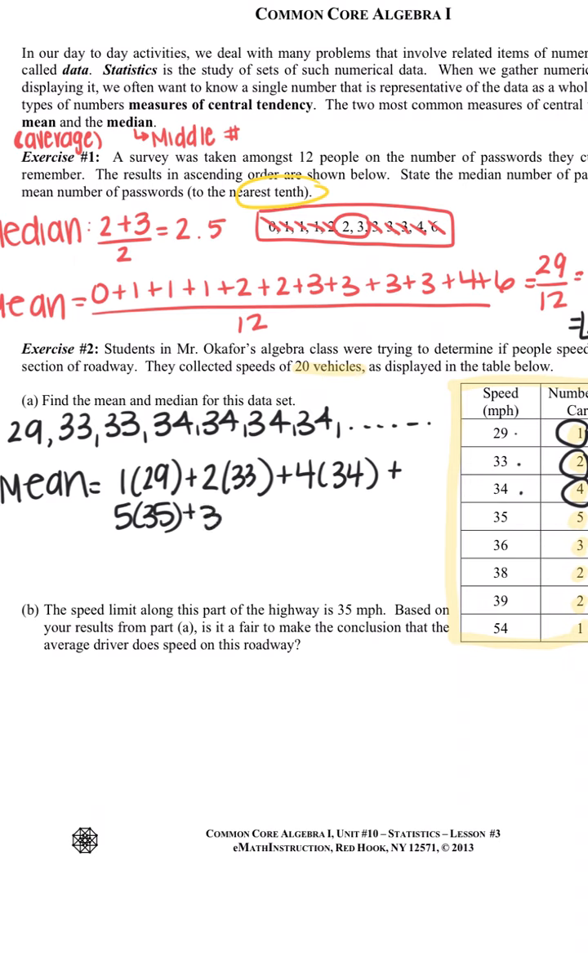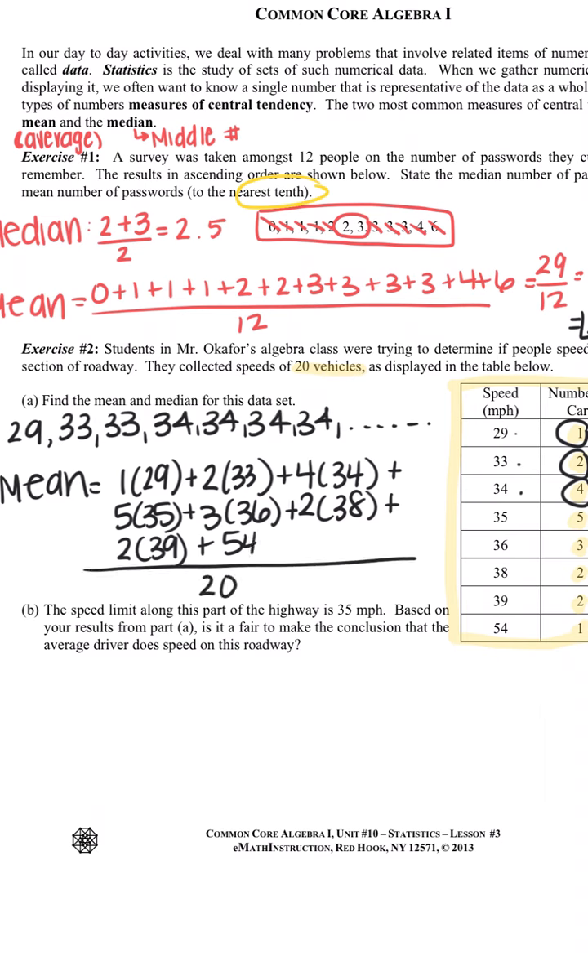3 cars were going 36. 2 cars were going 38. 2 cars were going 39. And 1 car was going 54. And I would divide all that by the total number of cars, which remember was 20. So what you're going to want to do is put this entire thing into your calculator.